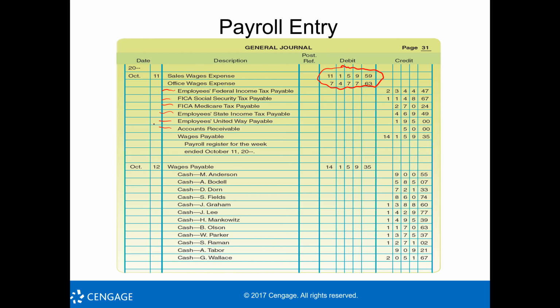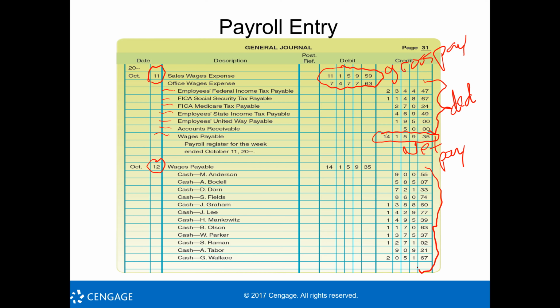This must have been an employee who owed us money, so we're crediting accounts receivable, and then we're crediting wages payable. So this is the net amount, net pay. This is gross pay. These are the deductions. Net pay. And then when it comes to payday, you see we do this entry on October 11th, and then the next day when it's payday, we debit wages payable and credit cash for the entire amount, for everybody that's getting paid.